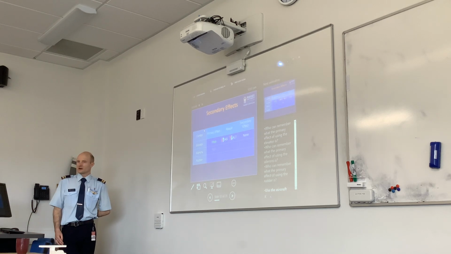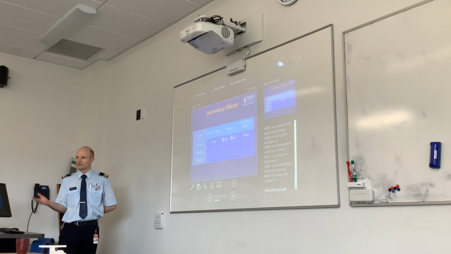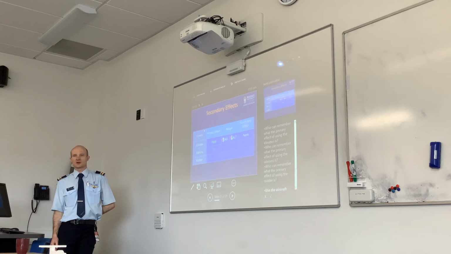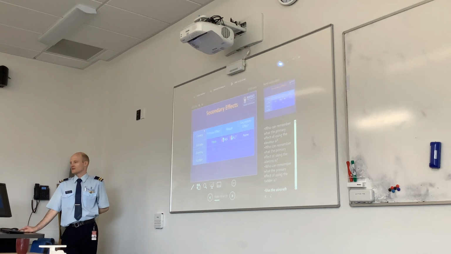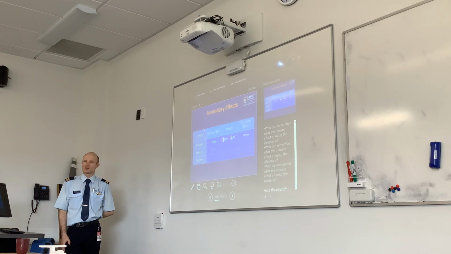So what would happen if we move the stick to the right? You know, ask them a question like that. Oh yeah, the aeroplane would roll to the right. Now, what's the result of this? The aeroplane is going to slip.